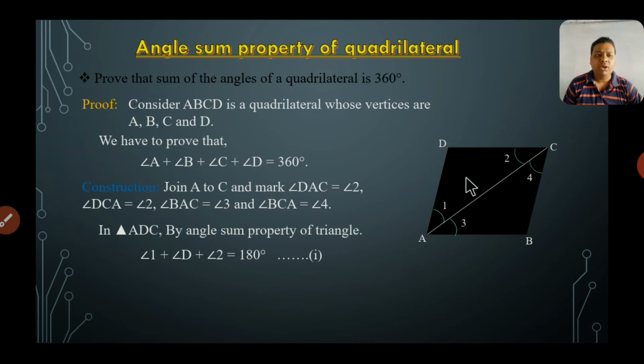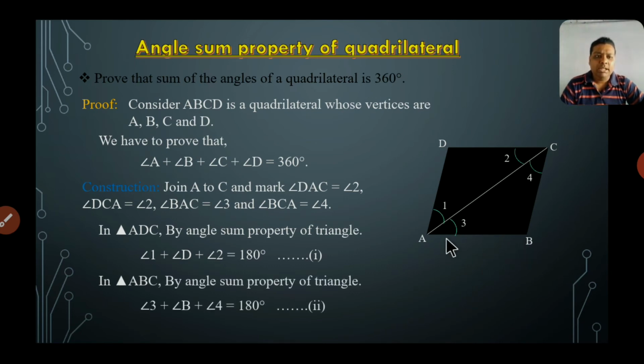Taking triangle ADC, by the angle sum property of a triangle, the sum of all three angles of a triangle equals 180 degrees. Angle A is made of angle 1 and angle 3, so here angle 1 plus D plus angle 2 equals 180 degrees, equation 1. Similarly in triangle ABC, by the same property, angle 3 plus B plus angle 4 equals 180 degrees.